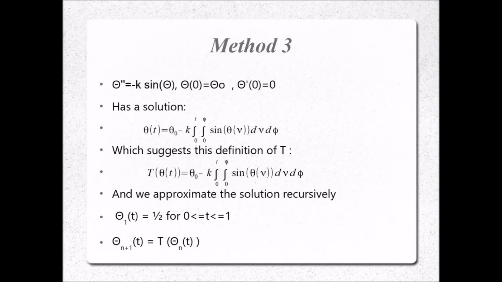And we again approximate the fixed point by doing recursive applications of T. We'll start out with initial data. The function theta 1 of t will be just a straight 1/2 across the board. And then we'll iterate on that basis.